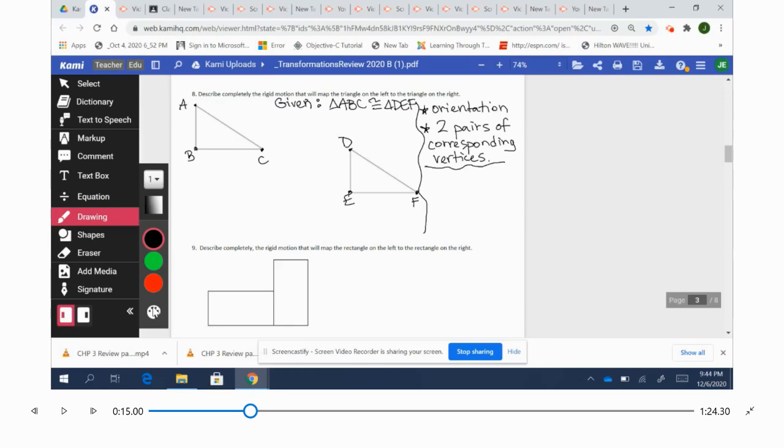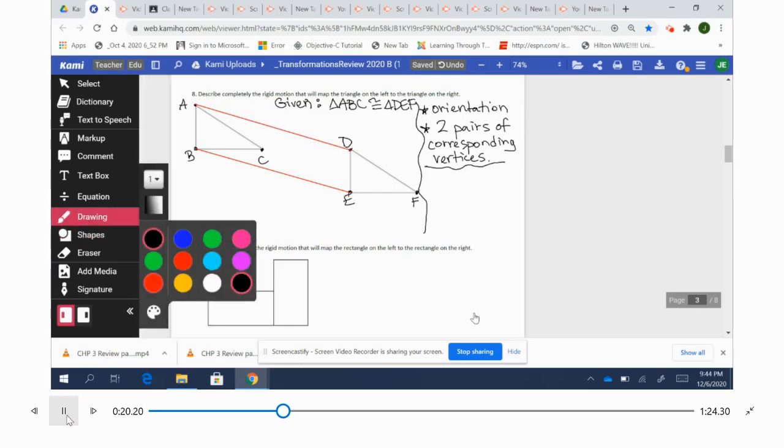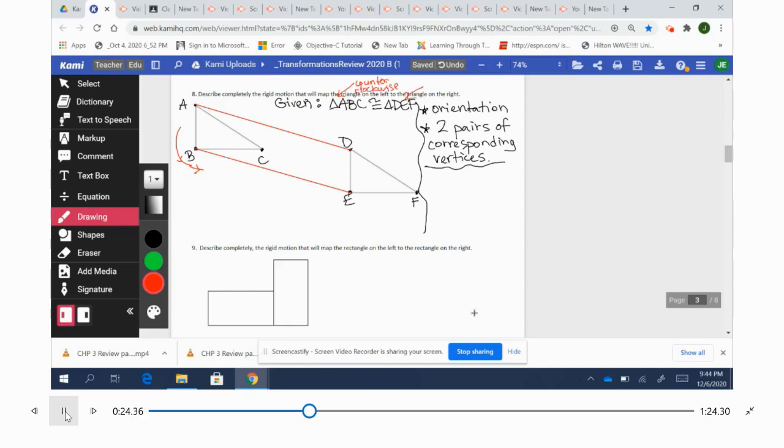So B to E. And what I noticed was when I connected B to E and then connected A to D, it looked like they were going to be parallel as well as the same length. So I think that it's safe to say that a translation is the only move we need, because orientation is the same, and that's going to give us two pairs of corresponding vertices in the same location. So we'll assume that that's all that's needed. I'm just showing the work for orientation.